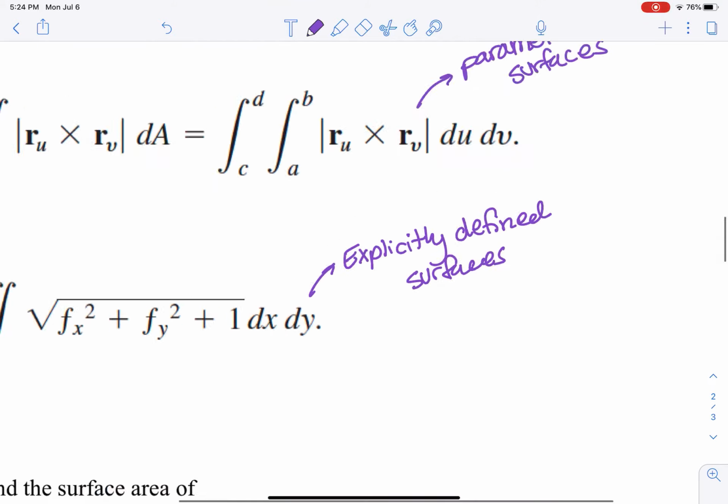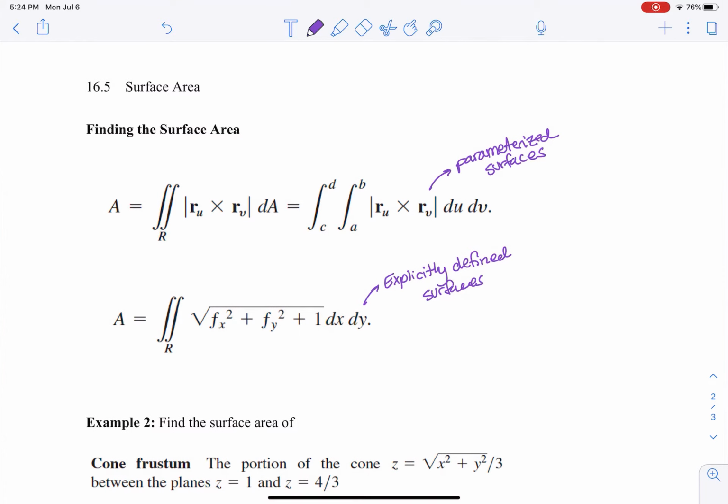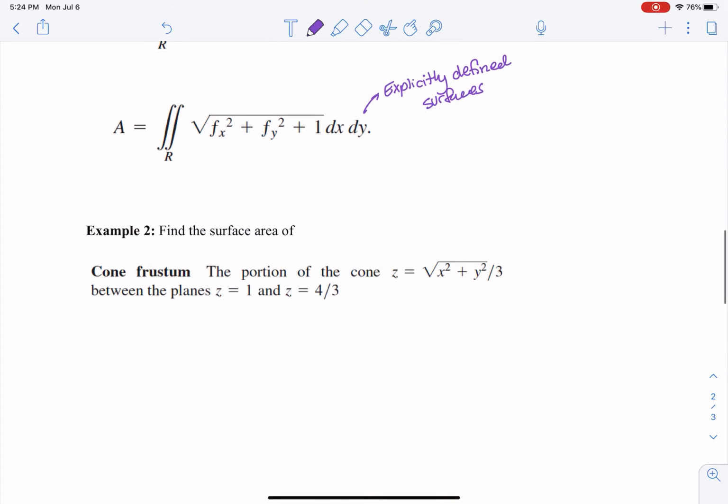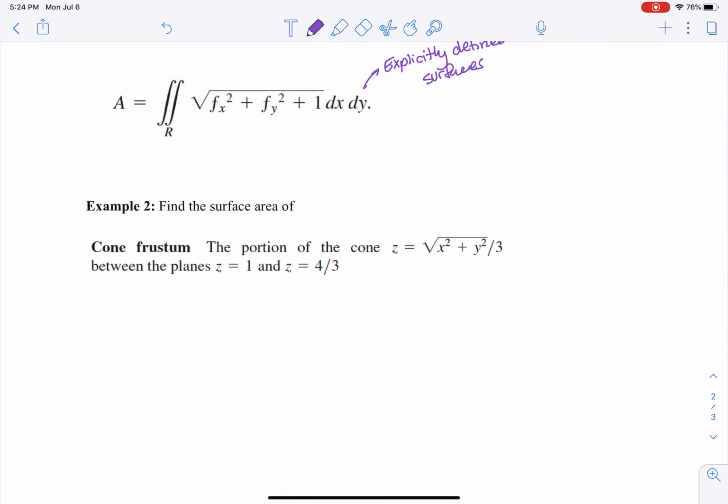So one of the first things you need to do, if you're asked to find the surface area of some surface, is first identify whether you're working with a parameterized surface or an explicitly defined surface, and that will let you know which of the two surface area formulas to apply. So in example 2, it's asking us to find the surface area of another cone frustum, which is the portion of this cone between the plane z equals 1 and z equals 4 thirds.